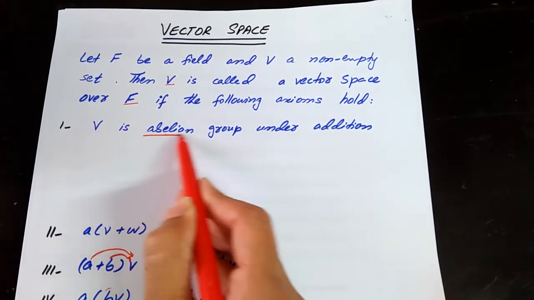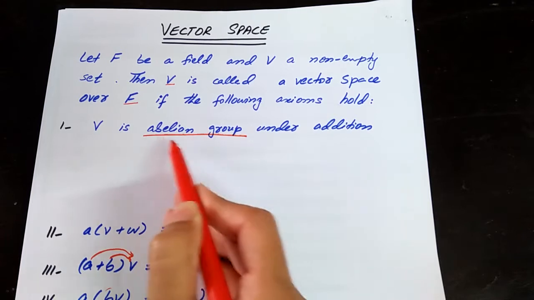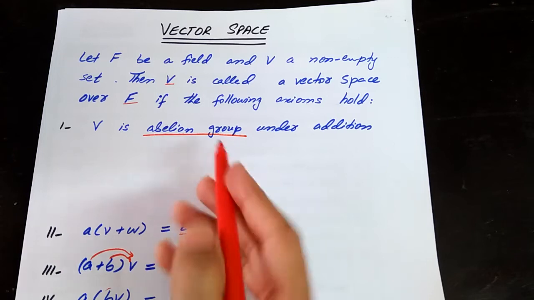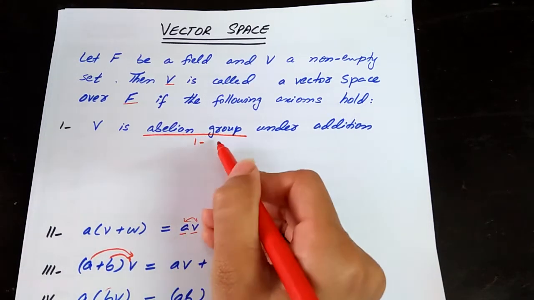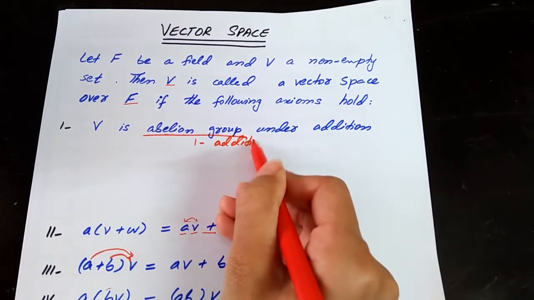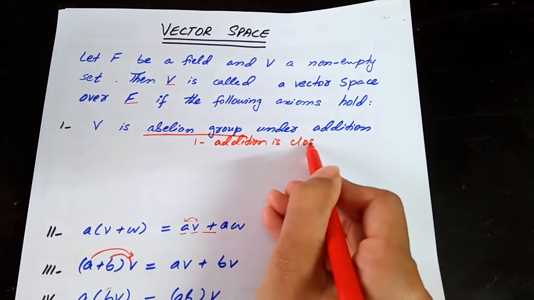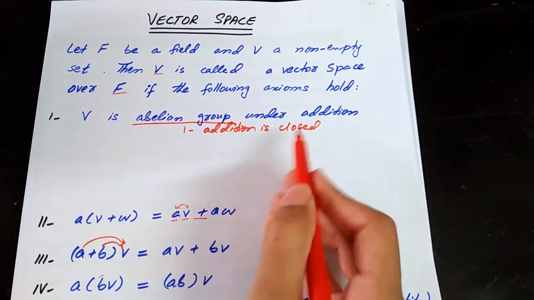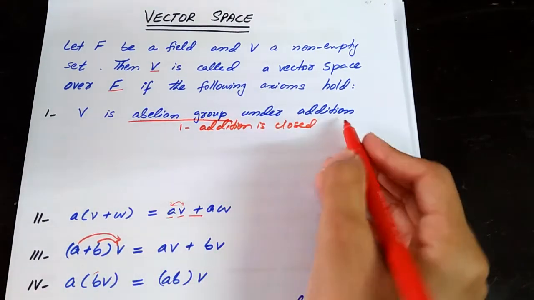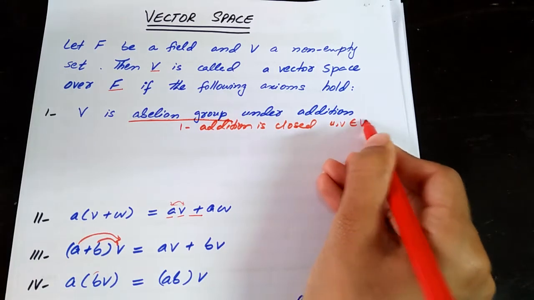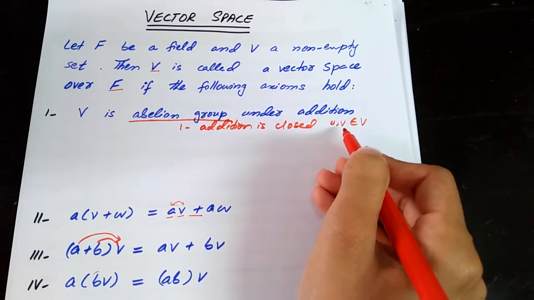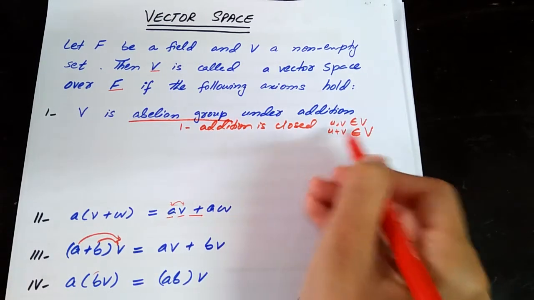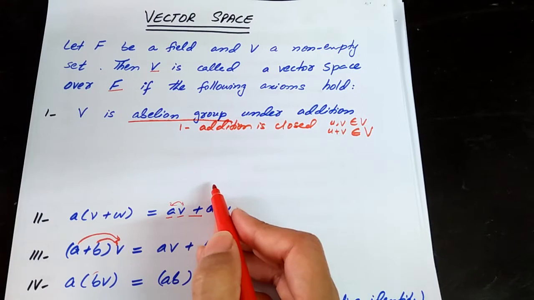Now, in order to show that it is an abelian group or not, you need to show five important things. The first one is that addition is closed. The first axiom to prove it as an abelian group is that addition is closed. What does this mean? If you take any two vectors from the given set and add them up, and the answer also lies in this capital V, it means the addition is closed.